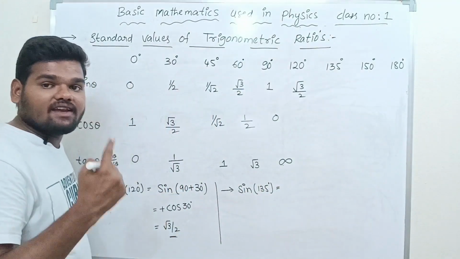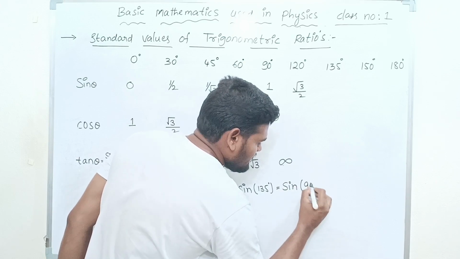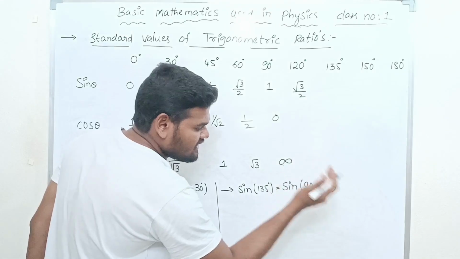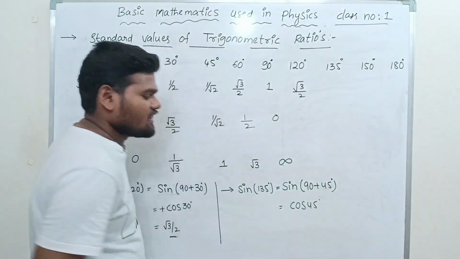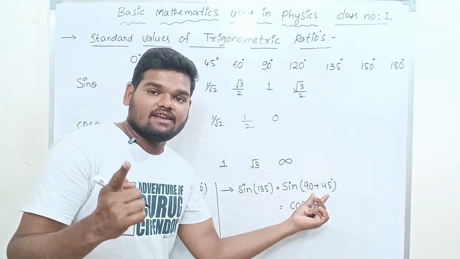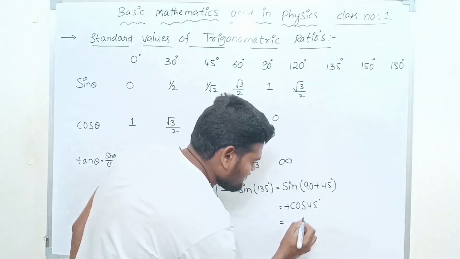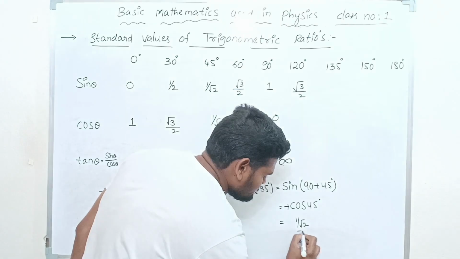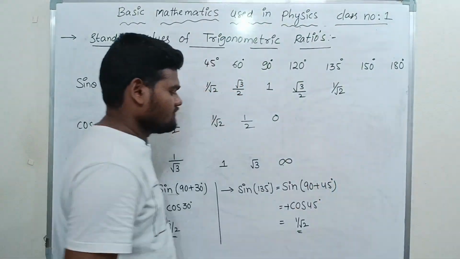Then second one, sin 135. So sin 135 can be written as sine of 90 plus 45. At 90 degrees, sine can be converted as cos 45, cos theta. Sine of 90 plus theta, second quadrant. In second quadrant, sine is positive. So plus cos 45. So cos 45 degrees is equal to how much? 1 by root 2. So here we get 1 by root 2.